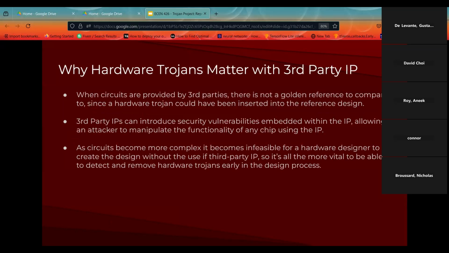So why do hardware Trojans matter with third-party IP? When the circuits are provided by third parties, there is no golden reference to compare it to, since a hardware Trojan could have been inserted into the reference design. Third-party IPs can introduce security vulnerabilities embedded within the IP, allowing an attacker to manipulate the functionality of any chip using the IP. As circuits become more complex, it becomes infeasible for a hardware designer to create the design without the use of third-party IP. So it's all the more vital to be able to detect and remove hardware Trojans early in the design process.